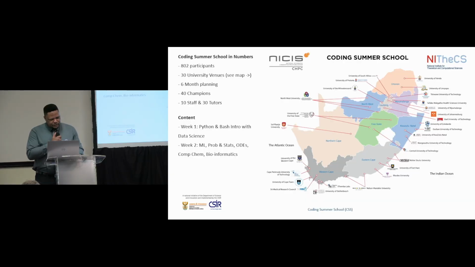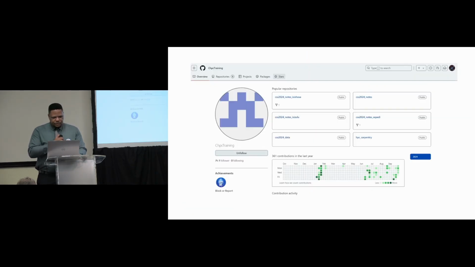In week one, we teach them Python and Bash, and an introduction to data science. And then week two comprises machine learning and probability and statistics, ODEs, and some bioinformatics applications. And with regard to our translated Python content, it is publicly available in our Git repo, which is mostly active in January and February when the summer school happens.